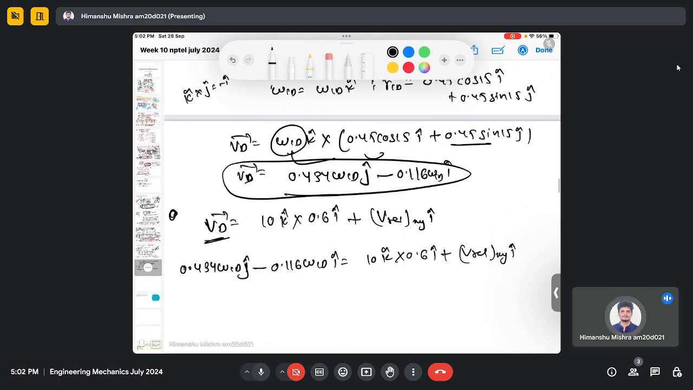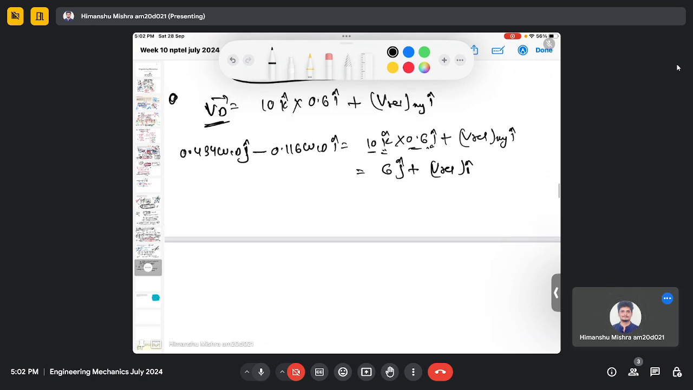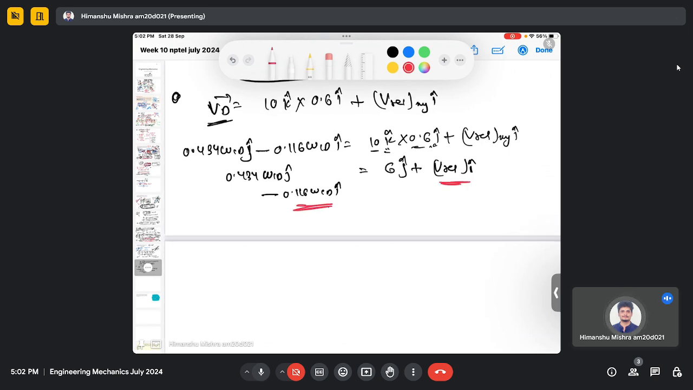It's a similar exercise. The magnitude here is 6 and the direction is j because it's a cross product between k and i. So this will be 6j plus the relative velocity in the i direction. Now just split into x and y directions. In y, I have 0.434 omega CD equals 6. So omega CD is 6 divided by 0.434, which will give you 13.8 rad per second.